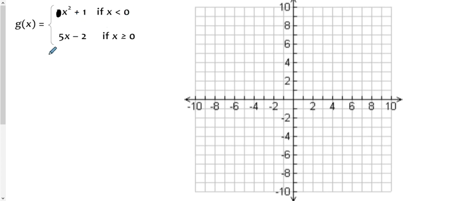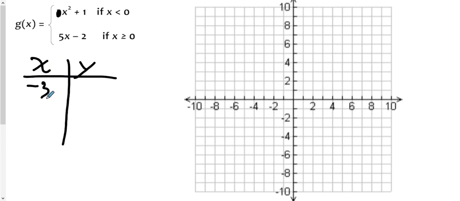So when x is less than 0, we've got x squared plus 1, so it's a quadratic. We may want to go ahead and make a table to get a few values. So let's say at -3, -2, -1, and then 0. So -3 squared is 9, 9 plus 1 is 10. -2 squared is 4, plus 1 is 5. -1 squared is 1, plus 1 is 2, and 0 squared is 0, plus 1 is 1.